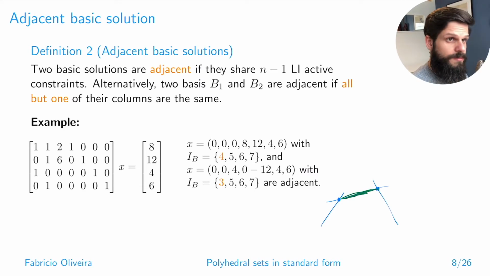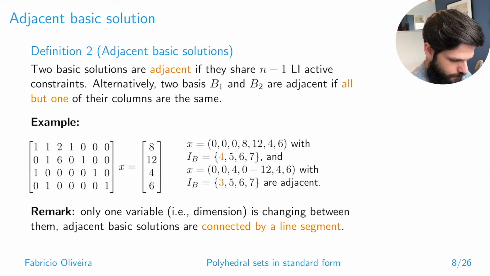Hence the phrase adjacent, because you are literally walking on a line connecting them two. And it's always a line regardless of the space you are in, because you're changing one variable only. So it's always one dimension, and this is always a line, regardless of the dimensionality of your space. All right. That's exactly the remark right there. Okay.